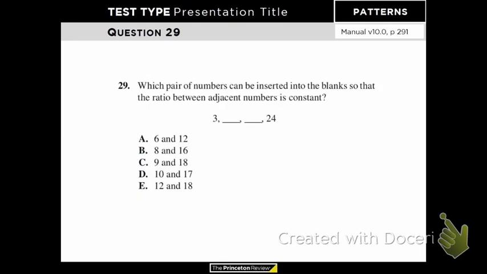Okay. Next one, which pair of numbers can be inserted into the blank so that the ratio between adjacent numbers is constant? When you see that word ratio, you should think that you are multiplying here. So this one is really just PETA, plugging in the answers and seeing which one works. Usually with that, we start with the middle, but here I don't think it really matters because you're just trying to see which one works. So it ends up being A, 6 and then 12. If you plug those in, then you can see here you're multiplying by 2, again by 2, and by 2 to get your next number.